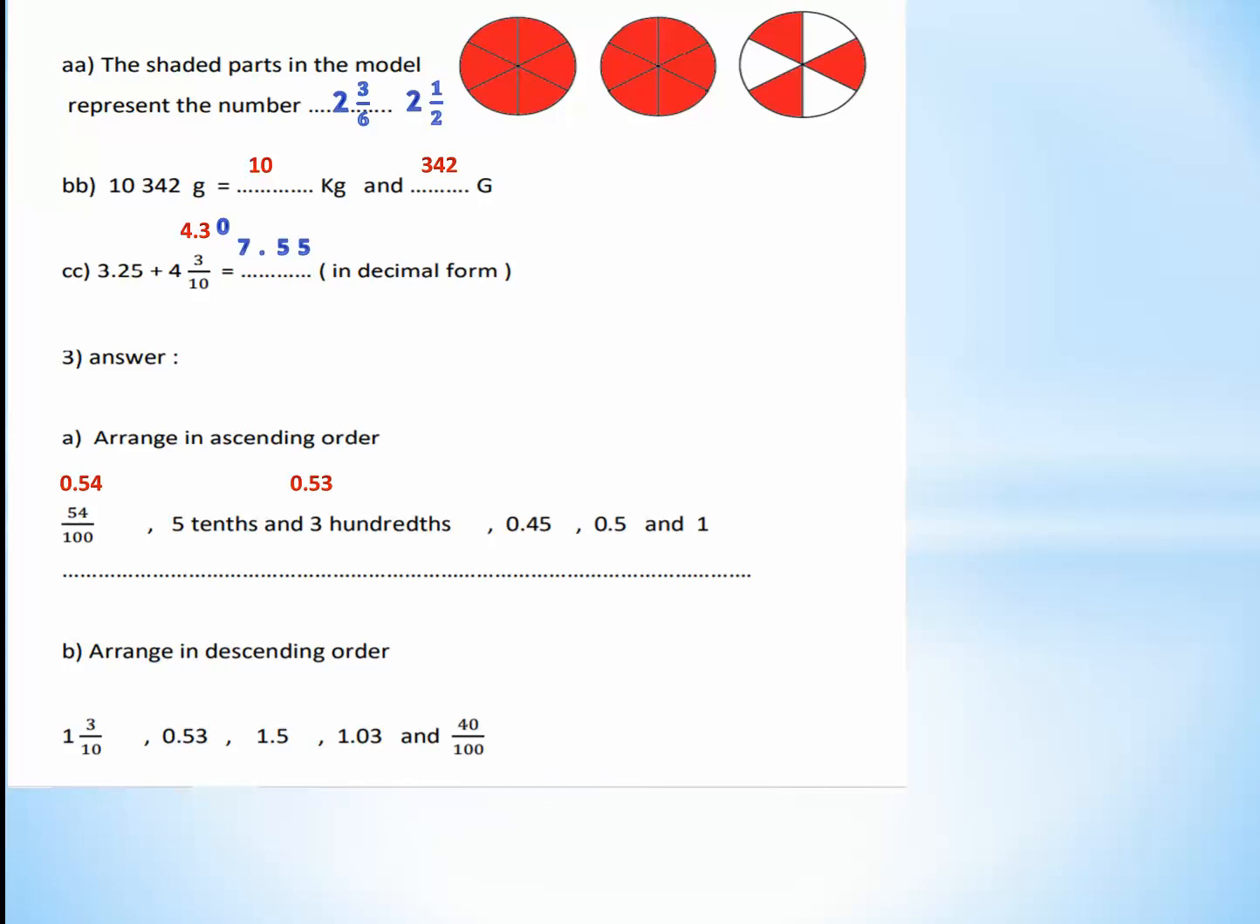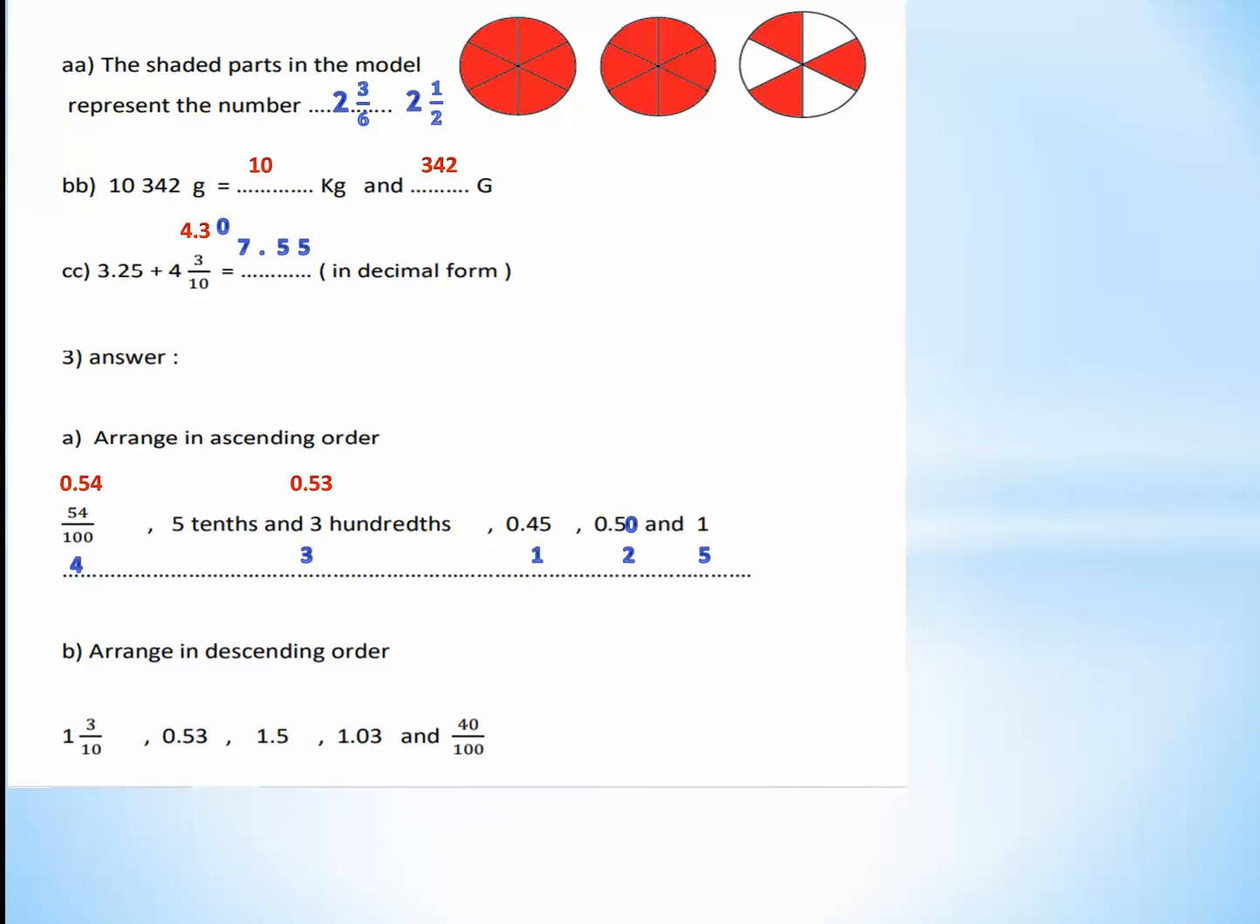Okay, so we are going to make them equal decimal places. Here we have two decimal places, one decimal place, so we are going to put 0. Okay, ascending from the smallest to the biggest. Which one is the smallest here? 0.45, then 0.50, then 0.53, then 0.54, and the greatest one is 1, so it's number 5.